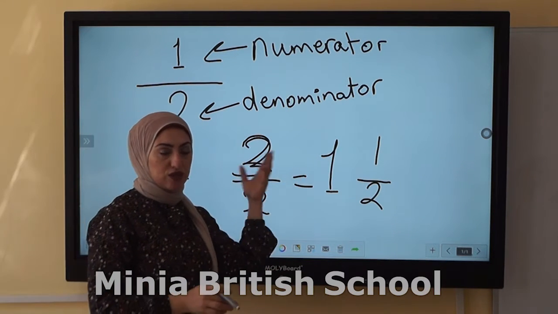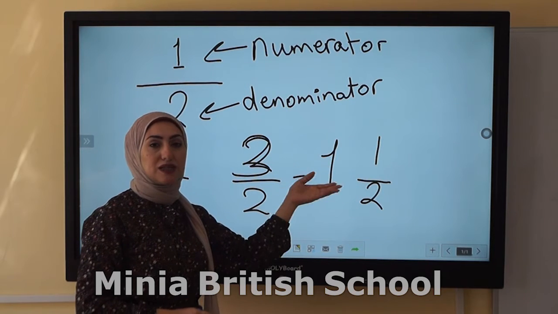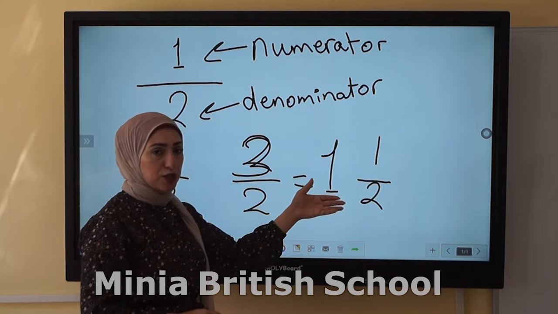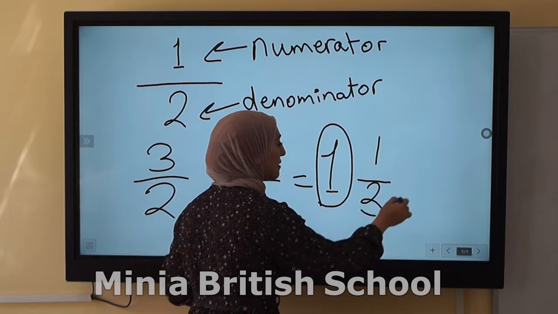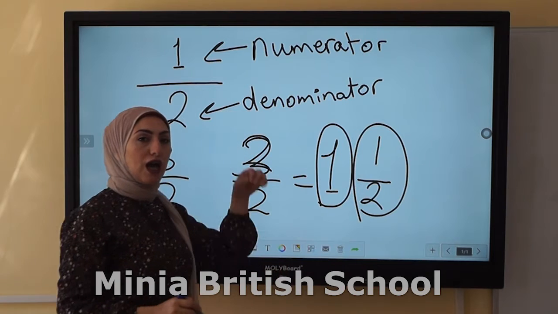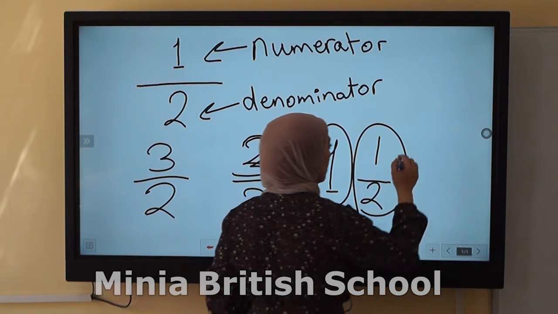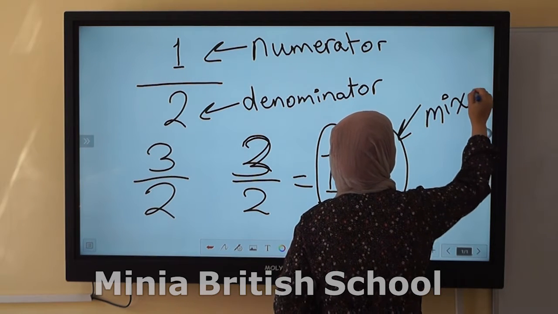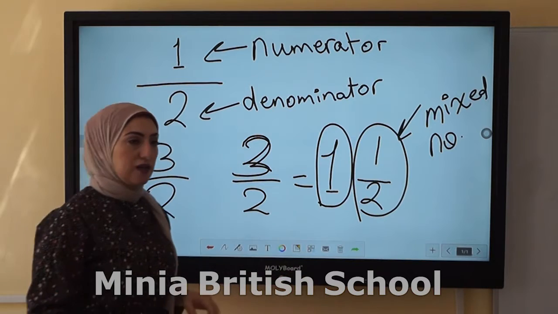So this fraction is greater than 1, and this is called mixed number. Mixed number because it consists of a whole number and a proper fraction. A whole number and proper fraction, both of them together is called mixed number. Okay?